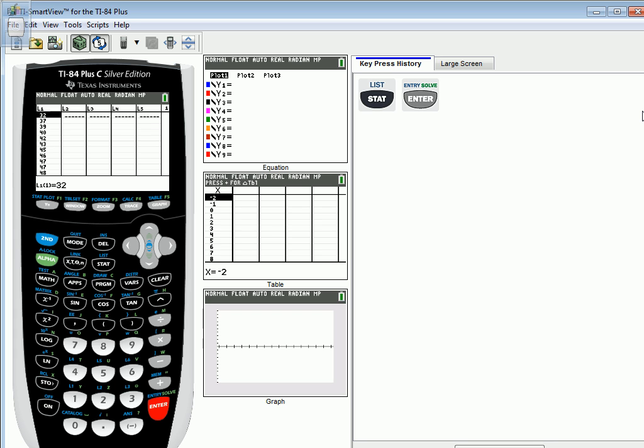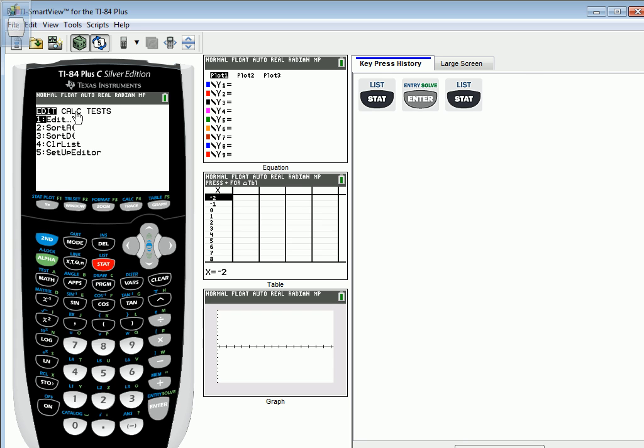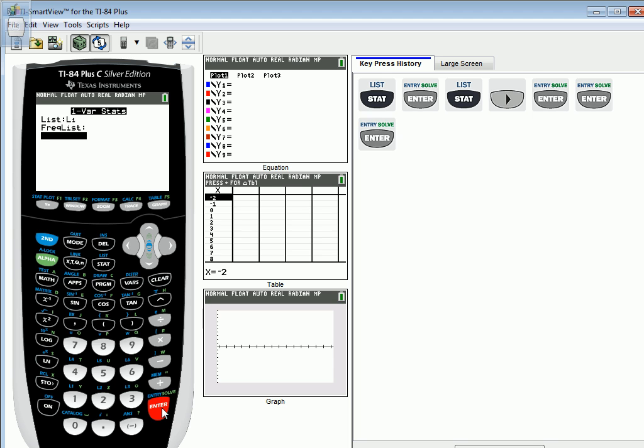Okay. So when you get all your data in, then what you hit is stat, arrow over to calculate, and we're performing one variable statistic, so you hit enter. It should say L1. If it doesn't, you hit second and 1 for L1. And then enter, enter, enter.